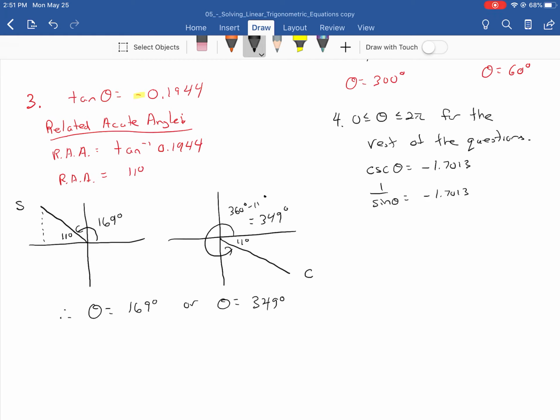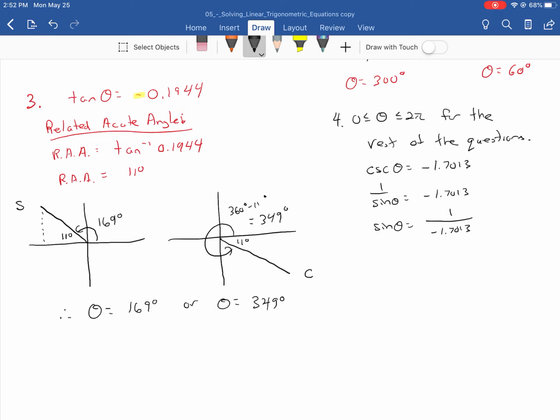The first thing is that it's cosecant. So to get it into more familiar terms, I'm going to rearrange this into 1 over sine theta. And then when I cross multiply and divide, I get sine theta equals 1 over negative 1.7013. And I'm just going to leave it just like that. I could divide it and get the decimal if you wanted to, but you don't have to. It's nicely in a fraction I can use there.